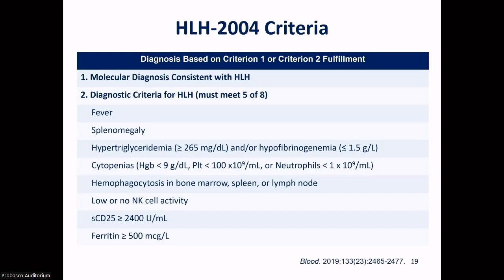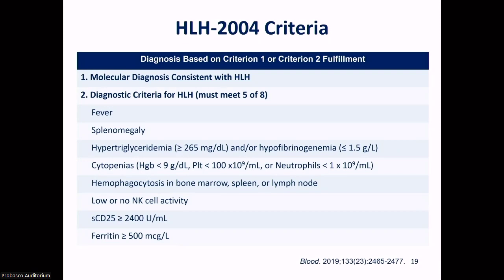We also have diagnostic criteria that they lay out saying that you must meet 5 out of the 8 to be positive. So let's look at some of these. It's a lot of the things that we've already talked about, overall very non-specific, including things like fever, splenomegaly, hypertriglyceridemia, and hypofibrinogenemia. But let's keep going down the list.